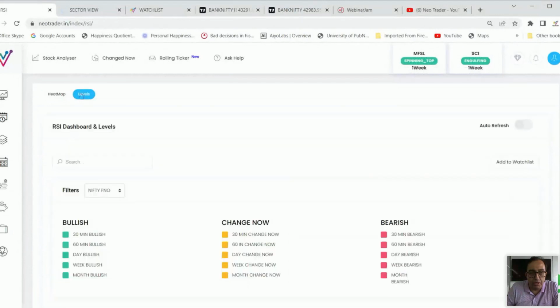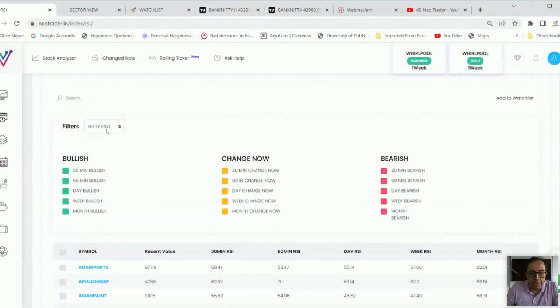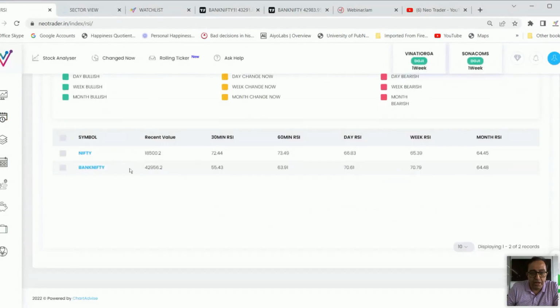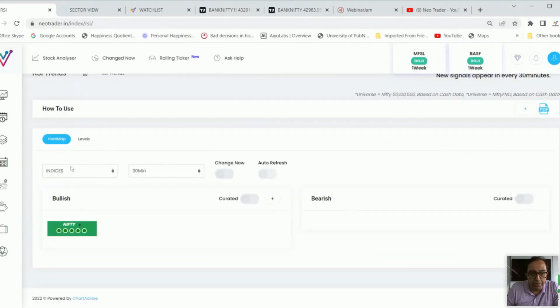I can go to the levels page here, and then I can select indices. When I select indices, I get everything here: Nifty and Bank Nifty, right? If you go and check it out in the heat map, you can do the same here.